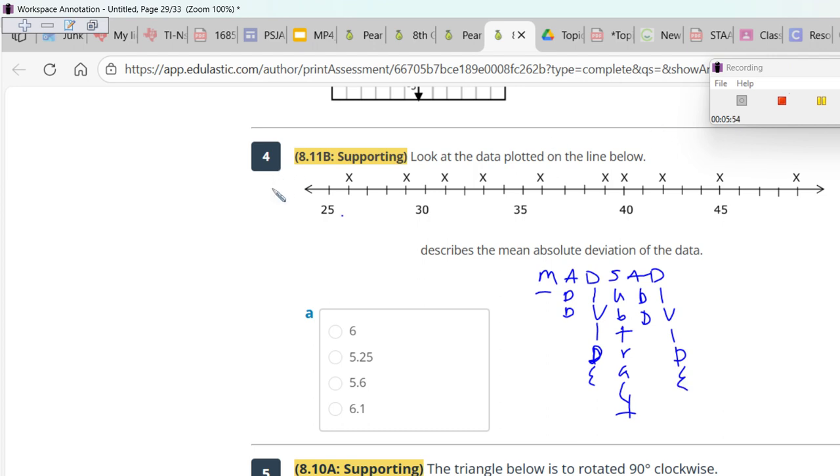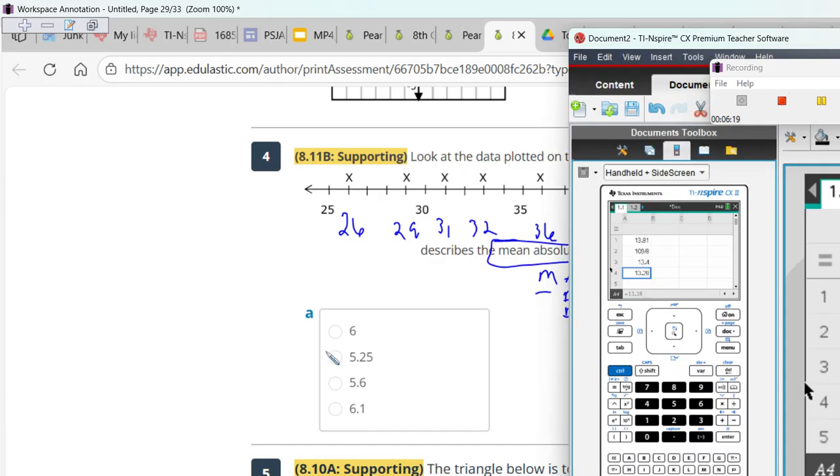So we're going to do 26, 29, 31, 33, 36, 39, 40, 42, 45, and 49. We're going to get all these numbers, add them up, divide, subtract. Let me just get the calculator and show you what to do.